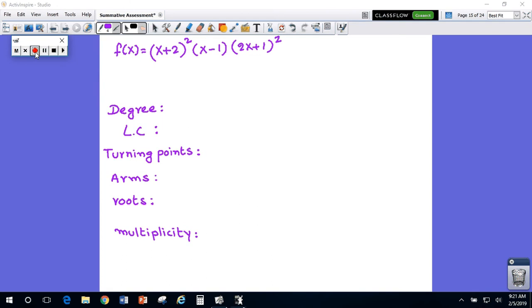How to find the leading coefficient. In the past, you all have been able to tell the leading coefficient. What are some of the keys you've been able to tell the leading coefficient by? Roots. All right.